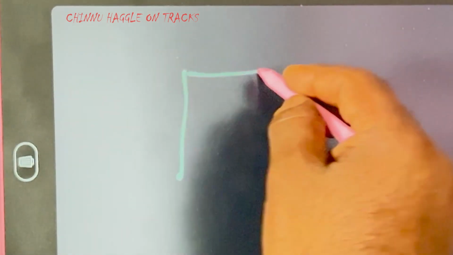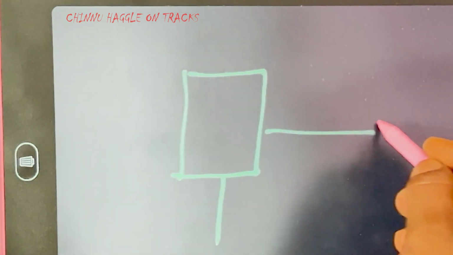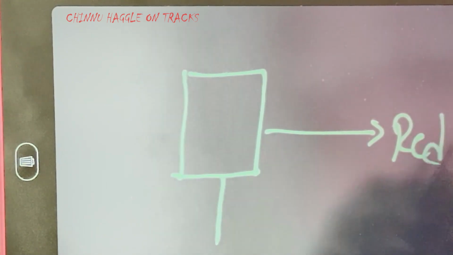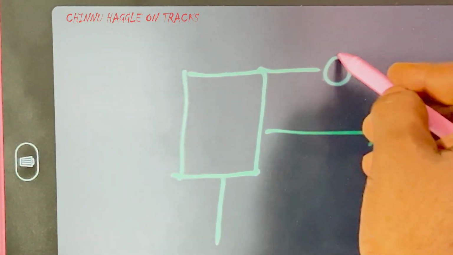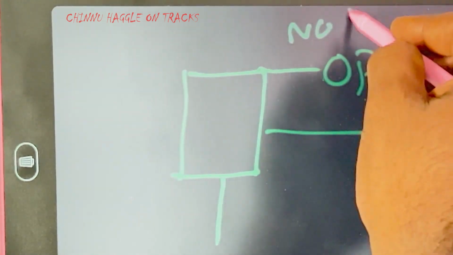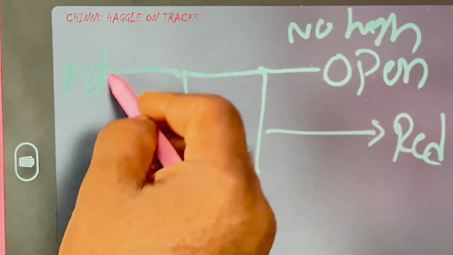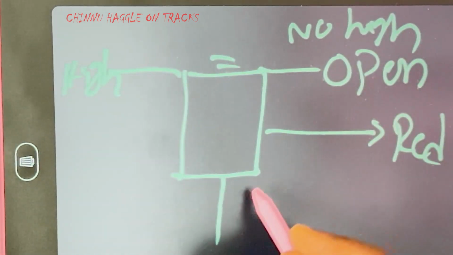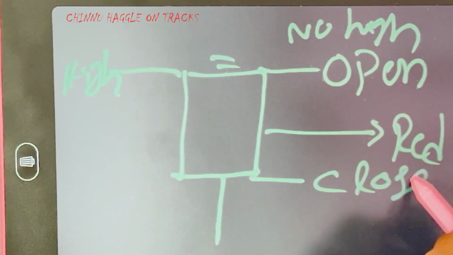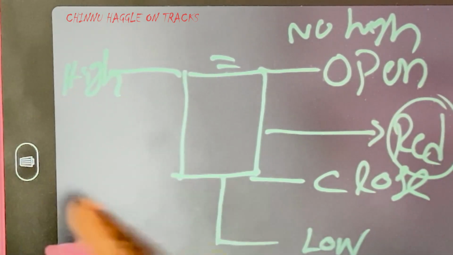Whenever it is red, suppose the candle shape looks in this way, and it's red in color. At that time, this is the open of the candle and there is no high. The high and open are the same. And this is the close of the candle and this is the low of the candle. When you choose this as red, red has this particular color, and that means a seller candle.